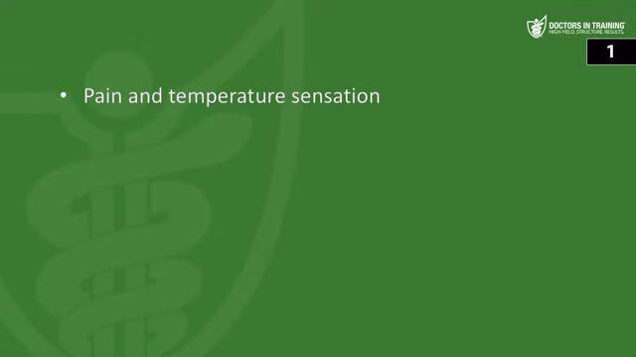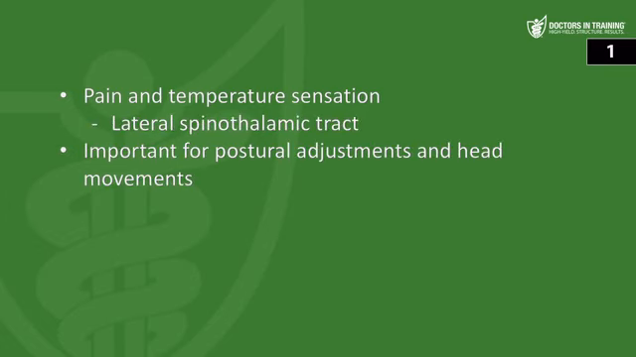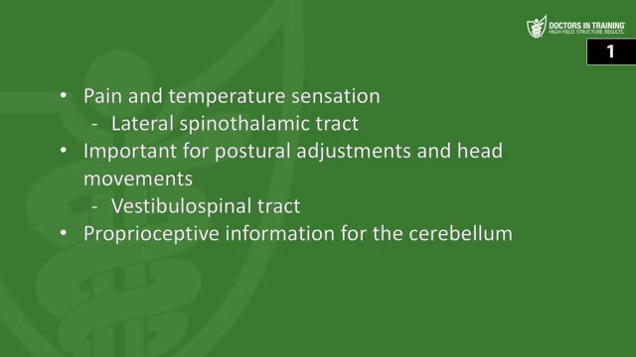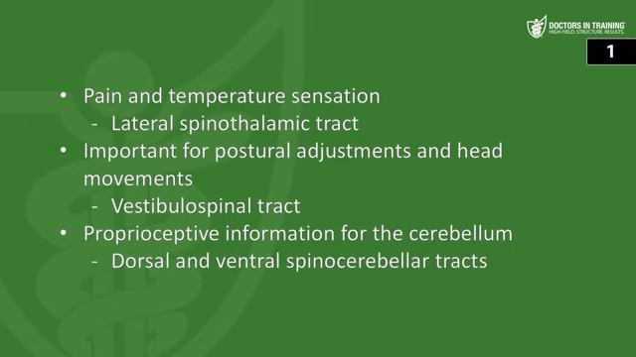So first we have pain and temperature sensation. That's going to be the lateral spinothalamic tract. Important for postural adjustments and head movements. That's going to be the vestibulospinal tract. Then we have proprioceptive information to the cerebellum. That's going to be the dorsal and ventral spinocerebellar tracts.